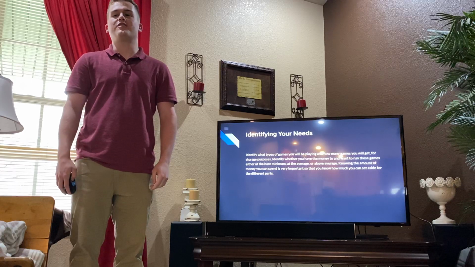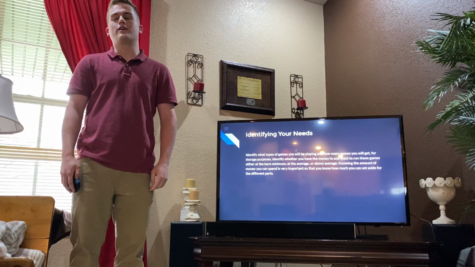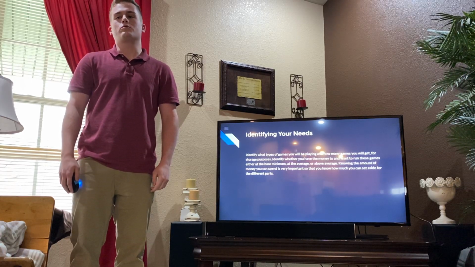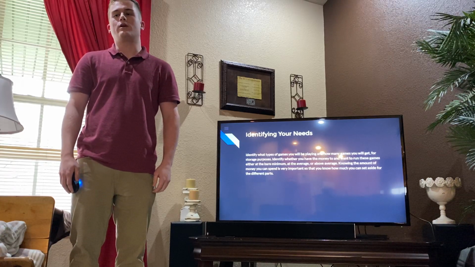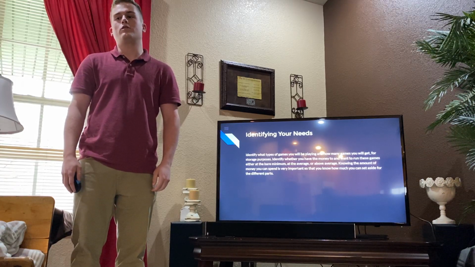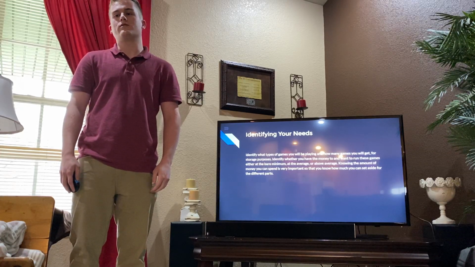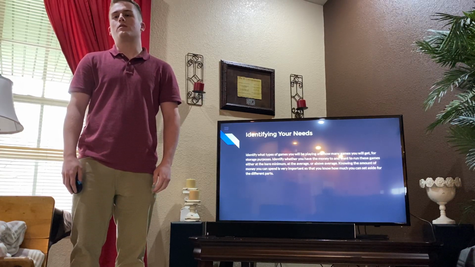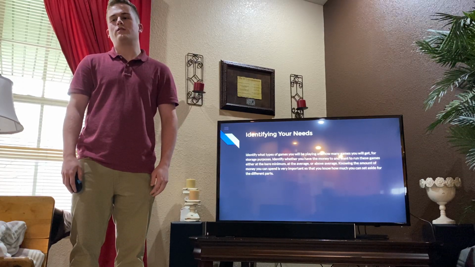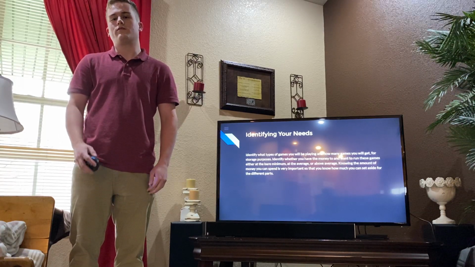You need to identify what types of games you'll be playing and how many games you will get for storage purposes. Identify whether you have the money to and want to run these games either at the bare minimum, average, or above average. Knowing the amount of money you can spend is very important, and to know how much you can set aside for the different parts.